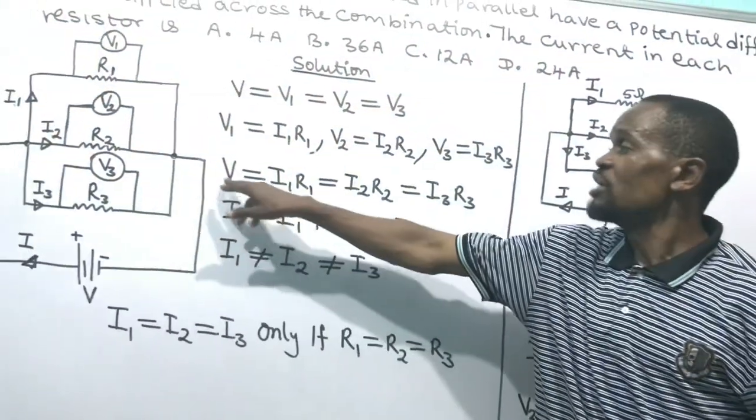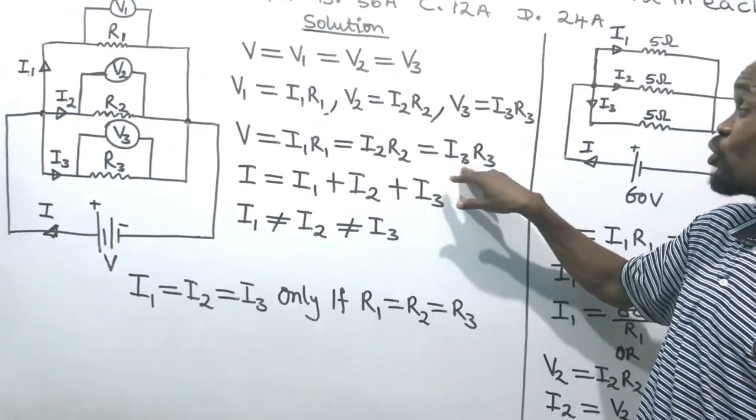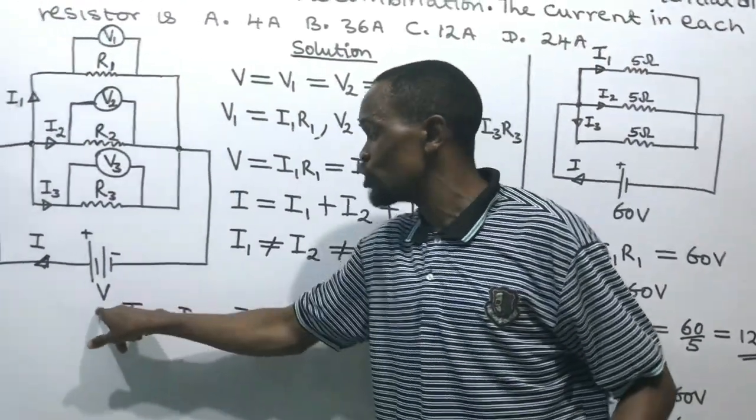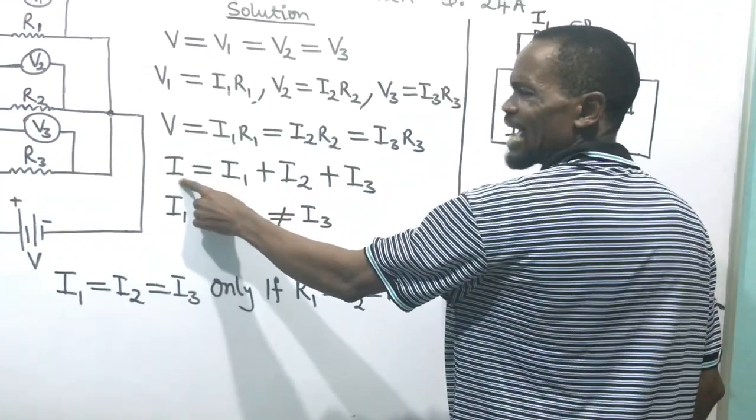See, V is equal to what? The voltage drop across this equals the voltage drop across this equals the voltage drop across this. That means the voltage drop across each of these resistors is equal to the voltage supply. Then another condition: we say that the currents are not the same.